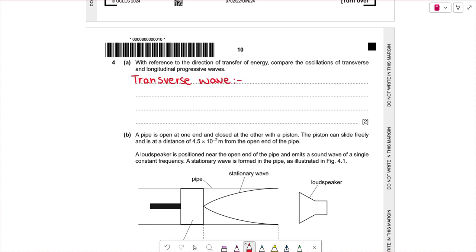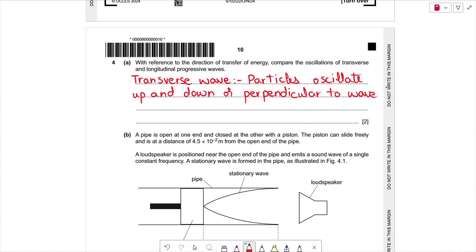A wave in which particles oscillate up and down, or perpendicular to the wave direction. You can use the word vibrate or oscillate, it's up to you. Particles oscillate up and down or perpendicular. You can either write up and down or just write perpendicular to wave direction.